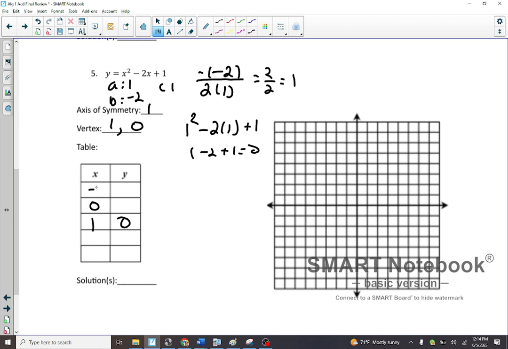2 smaller, (0, 1). 2 bigger, (2, 1). In this case, you can use the calculator to plug it in. I'm just going to do it quickly to save time. (-1, 4) and (3, 4). Now you're going to graph your points: (1, 0), (0, 1), (2, 1), (3, 4), and (-1, 4).